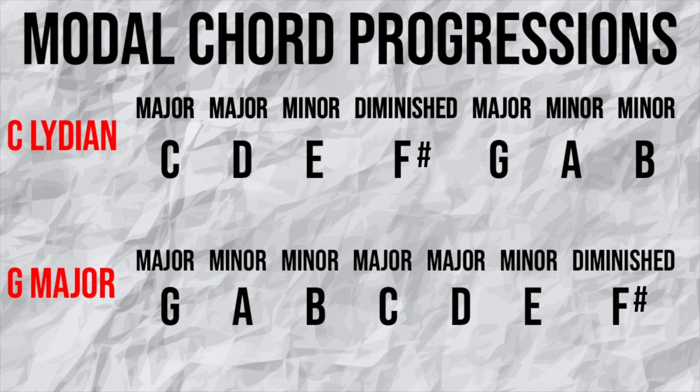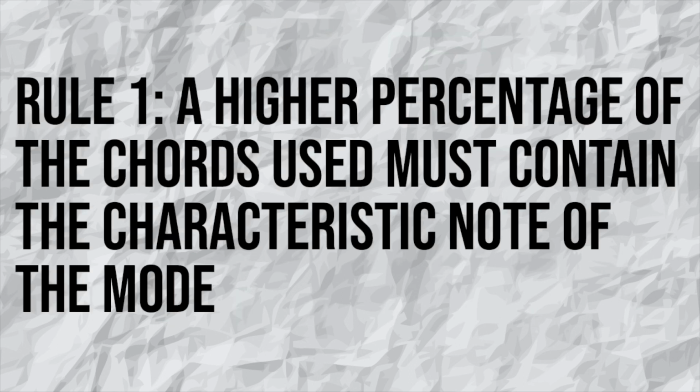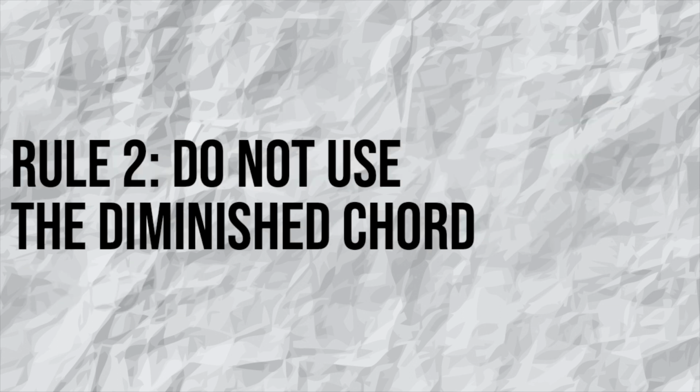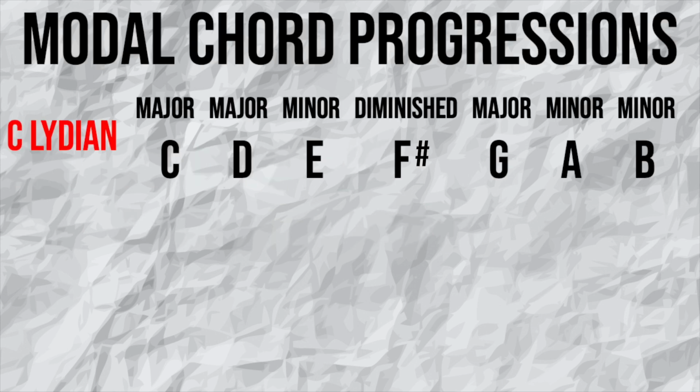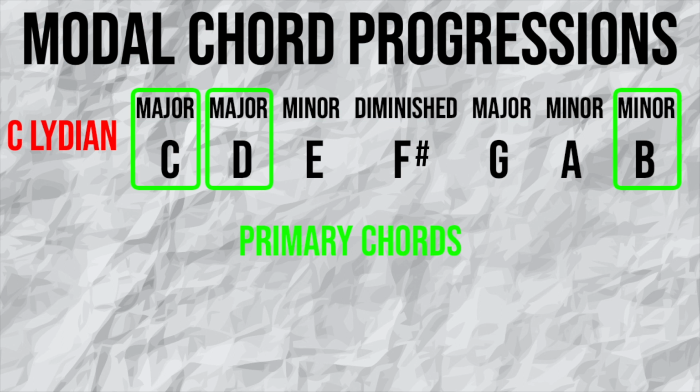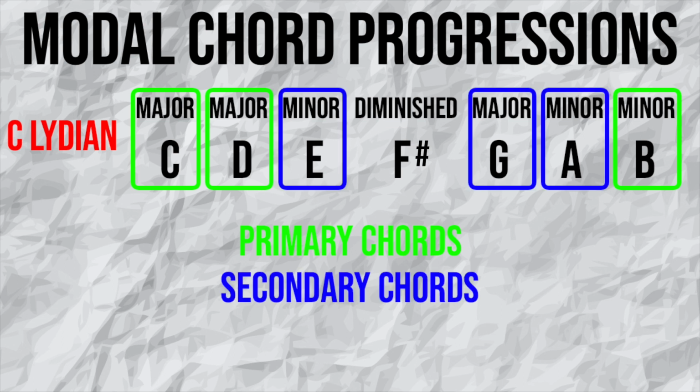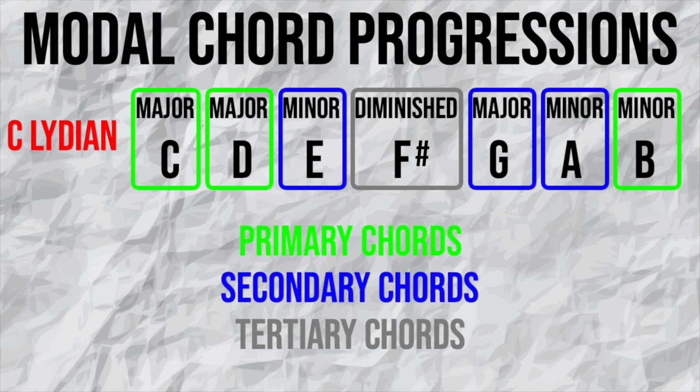If you want it to have a Lydian tonality, then there are 2 specific rules that you need to follow. Rule number 1, most of the chords in the progression must contain the characteristic notes of the mode. Rule number 2, do not use the diminished chord, as it contains a tritone interval, which will make it want to resolve back to G major. We call the root chord and the chords that contain the characteristic note primary chords, and the rest are secondary chords, and the diminished we can call a tertiary chord.